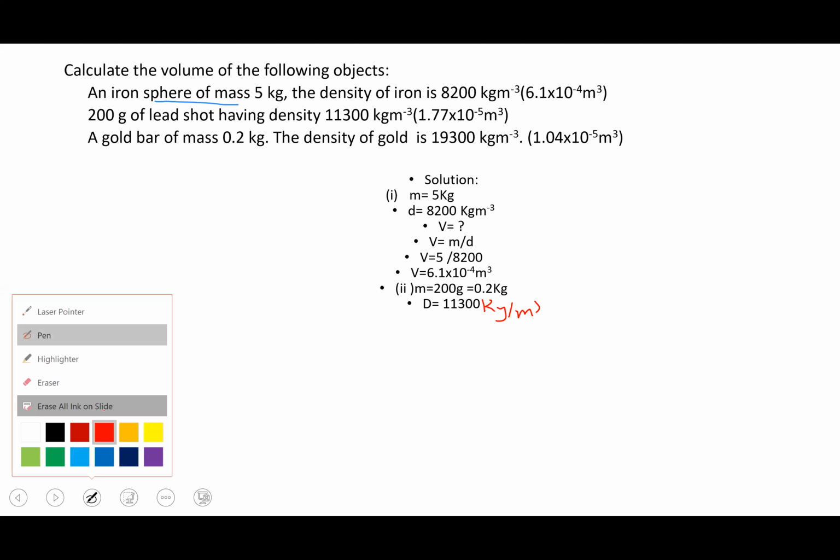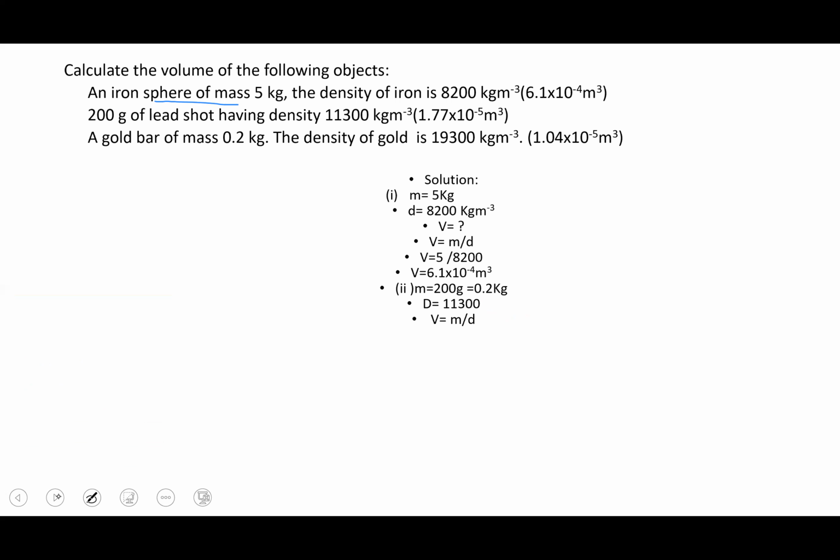So again, using the same formula, V is equal to m over d. Putting values of m, which is 0.2, divided by 11,300. So the volume is equal to 1.77 into 10 to the power minus 5 meter cube. m is equal to 200 grams, and we can convert that into kilograms by dividing it by 1000.